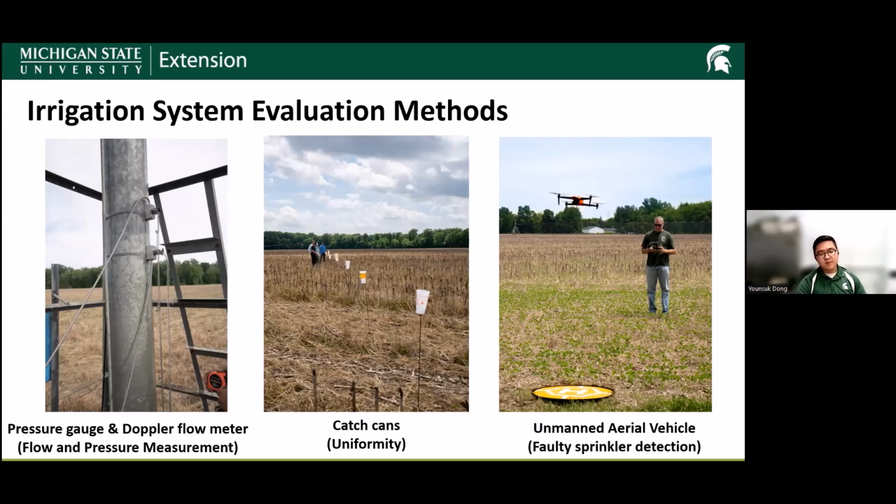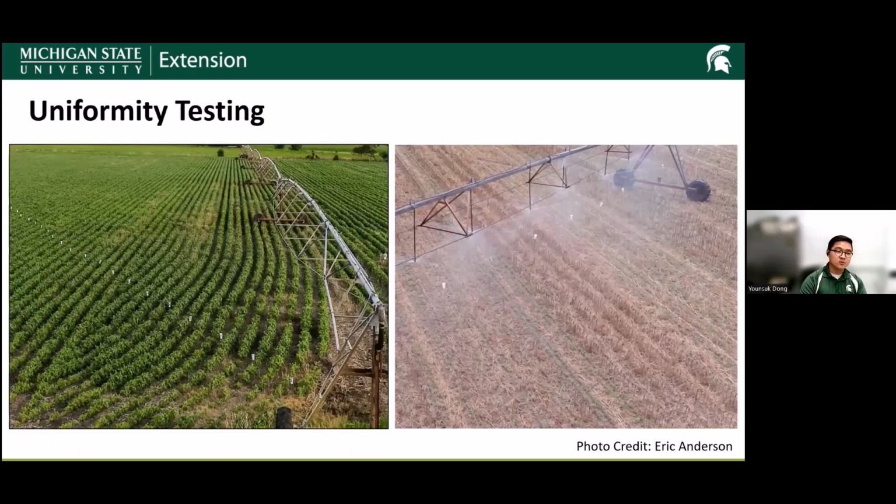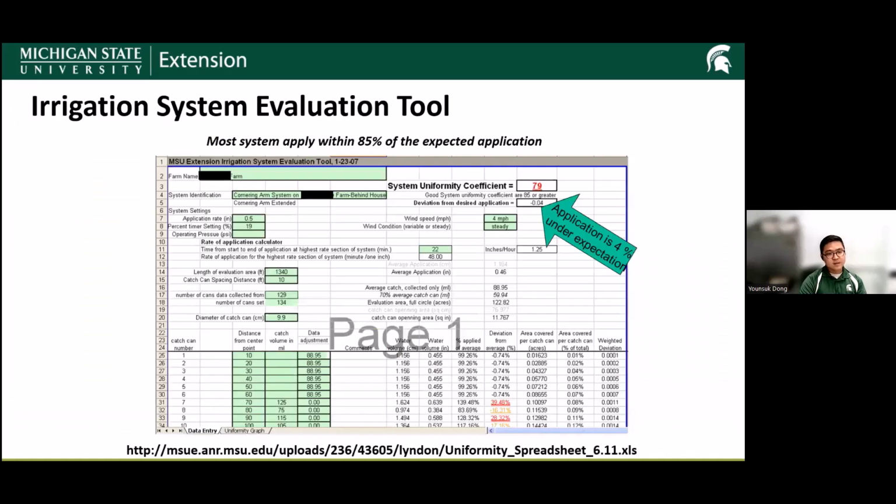In the right photo, Eric has been flying drones over the center pivot to identify which sprinklers are having problems or potentially having some issues. Here are some photos that Eric took using the drones. Once you have the uniformity data, we can plug it into this evaluation tool to get the system uniformity coefficient. If it's less than 85, we take a look at the center pivot sprinklers to find any potential problem.